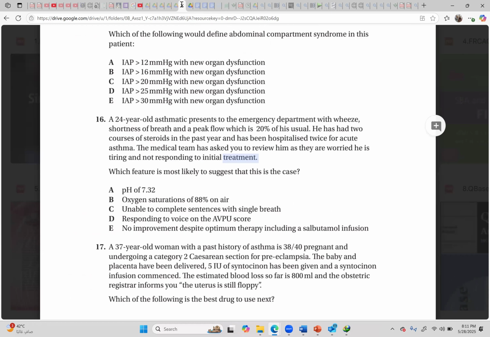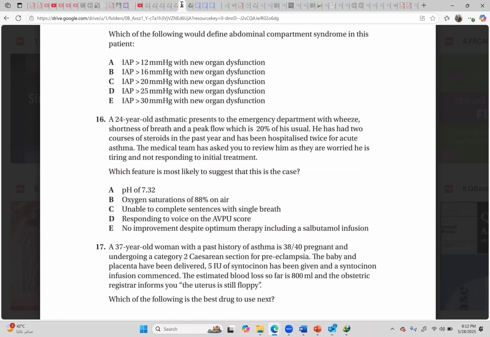pH 7.32, they are saying it's not worrisome. Similarly, oxygen saturation is 88%, but here they are saying the GCS, what is written, he has two episodes. He is tiring and not responding to initial treatment. So if the patient's conscious level, because they are saying that this can be there in either situation, but if the patient is having a decrease in conscious level, okay, then it's a sign.